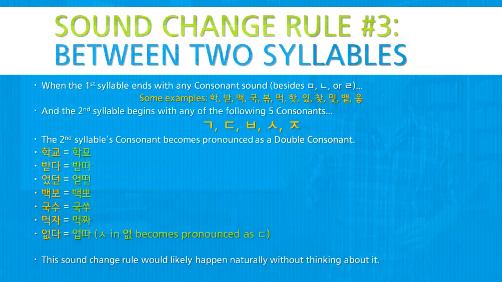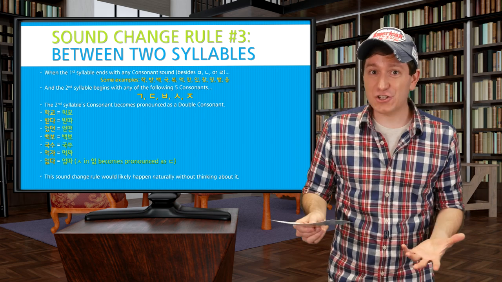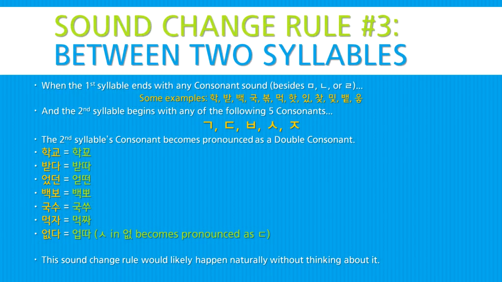Let's do some more examples. 받다. Next one. 어떤. Notice it doesn't become 어떤, it naturally becomes 어떤. Next we have 백보. Next, 국수. Next we have 먹자. And finally, 없다.